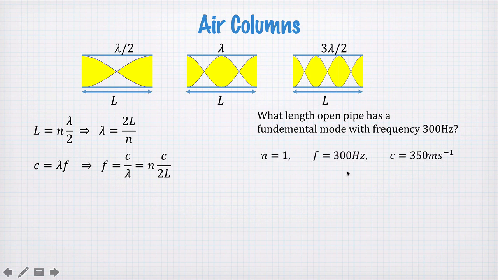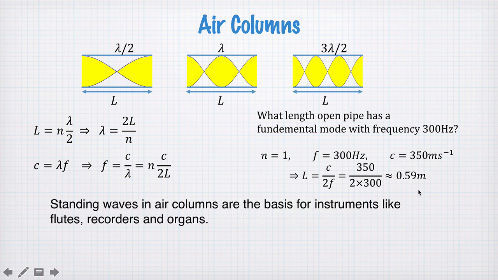Well, for n equal to 1, frequency of 300 Hz, speed of sound about 350 meters per second, we can substitute these things in to find L. So L, rearranging this equation here, must be equal to c on 2f, and this gives us a length of about 0.59 meters. So standing waves in air columns are the basis for instruments like flutes, recorders, organs, all these sort of wind instruments.